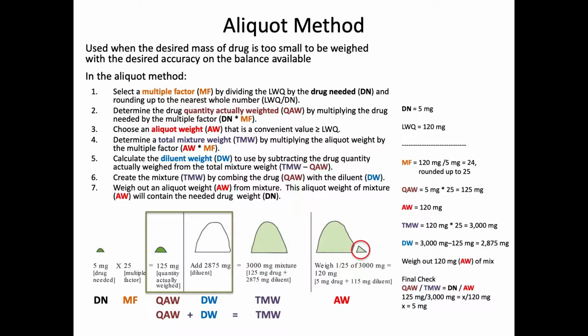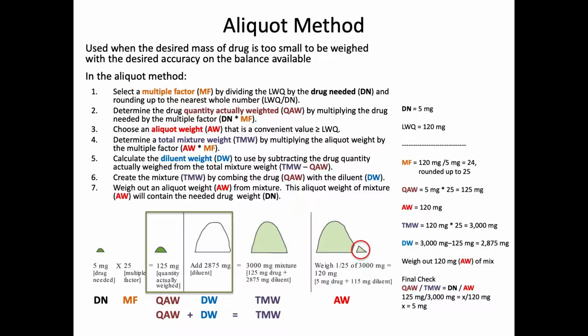So let's just make sure it makes sense. If I weigh 125 milligrams of my drug, and I mix it with 2,875 milligrams of the white diluent powder, mix it all together, that's the total mixture weight. I don't want all of that. How much do I weigh out of it? The aliquot rate. Remember, aliquot means the fraction to remove of the final mixture. So I just weigh out 120 milligrams of that mixture. That 120 milligrams will only contain 5 milligrams of drug.